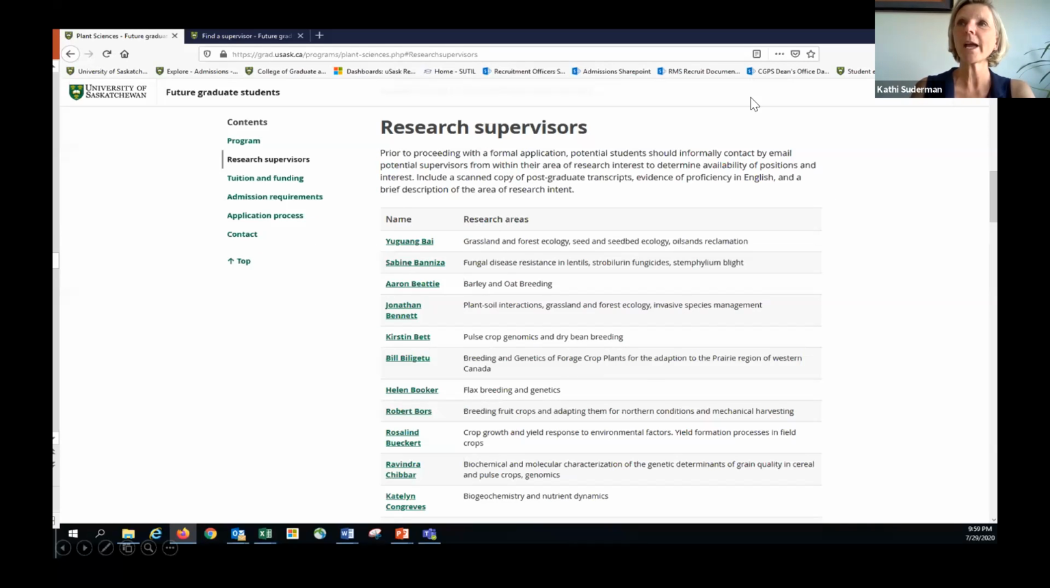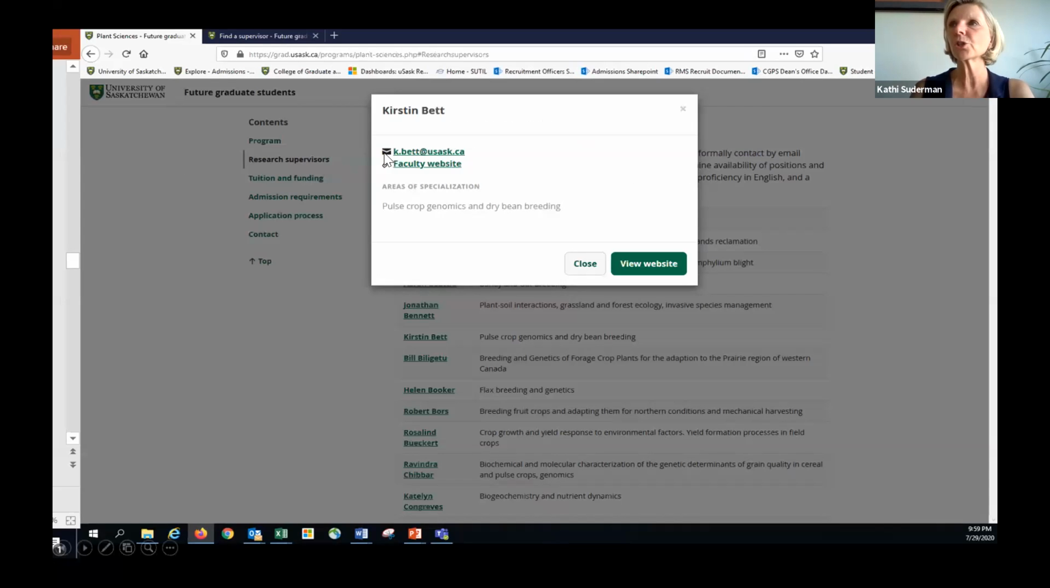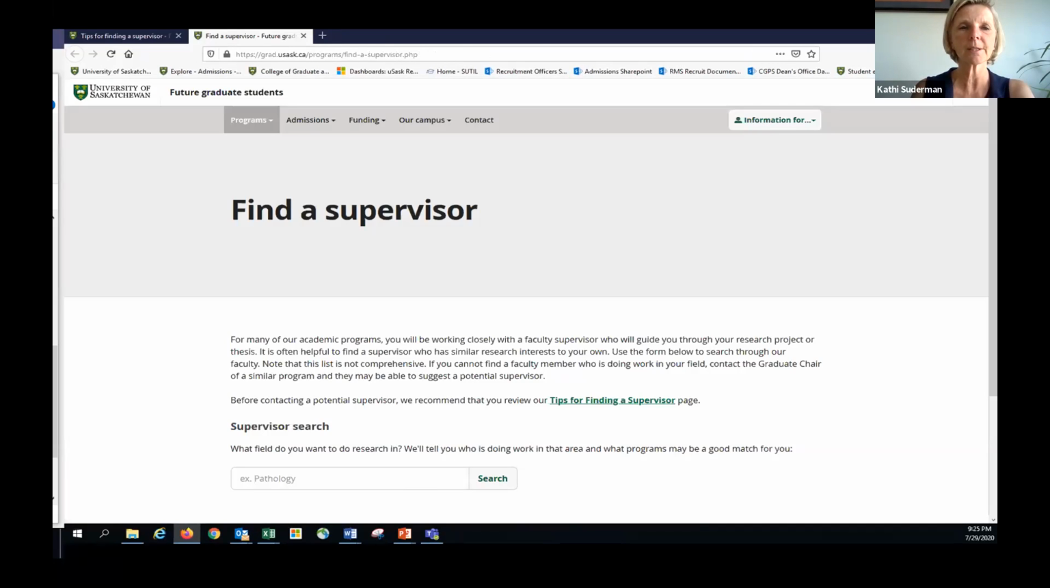Then you would also have a list of research supervisors provided to you. And you would be able to click on the name of a research supervisor. In this case, for example, if you were to click on Kirsten Brett's name, you would be taken to another page that would give you both her email address as well as her own personal website. And then you could click on that to learn more about that professor and her publications.